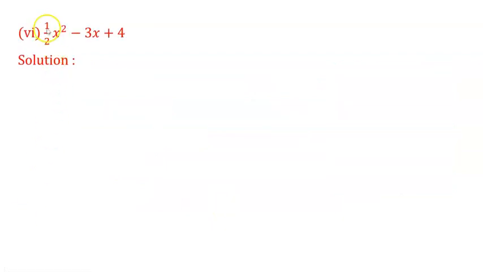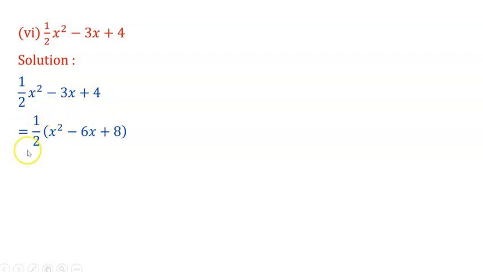Now next, (1/2)x² − 3x + 4. Here we'll take 1/2 as common. If we take 1/2 as common, then in the bracket you will get x² − 6x + 8. And if you multiply this 1/2 with x² − 6x + 8, then you will get our equation again, (1/2)x² − 3x + 4.